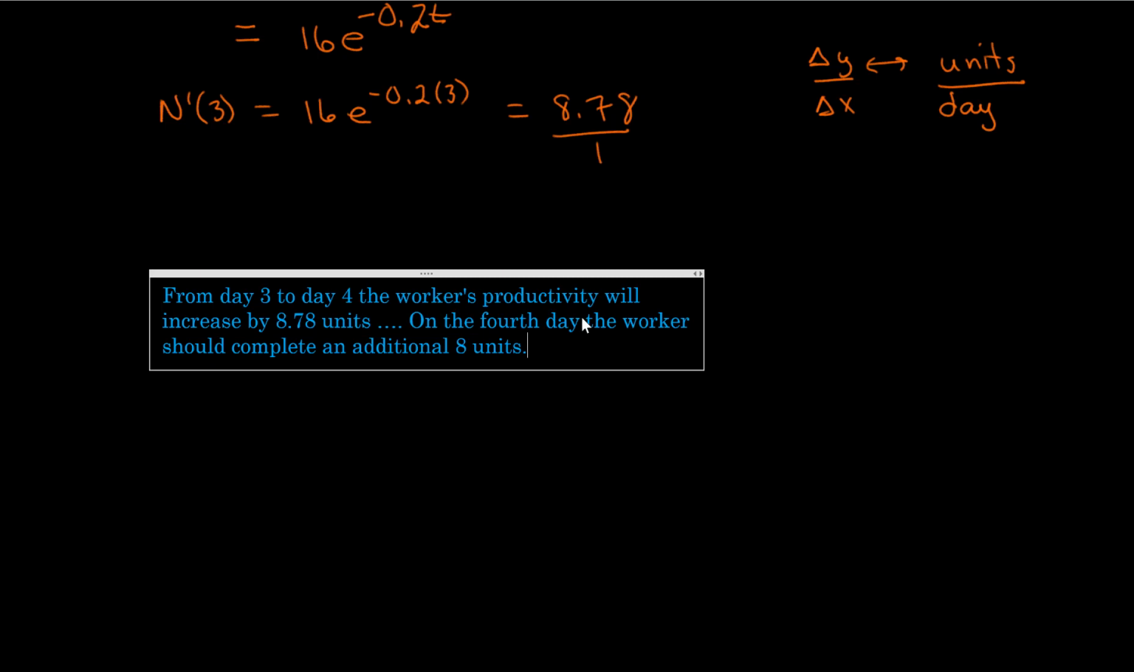Remember, the 0.78 is not an entire saleable unit. The worker will make whatever they did on the third day. So on the fourth day they'll come in, they'll be able to make as many as they did on the third day. And then because they're getting the hang of it a little better, they'll make 8 more units. Not 8.78, but there will be 8 more saleable units on that day.